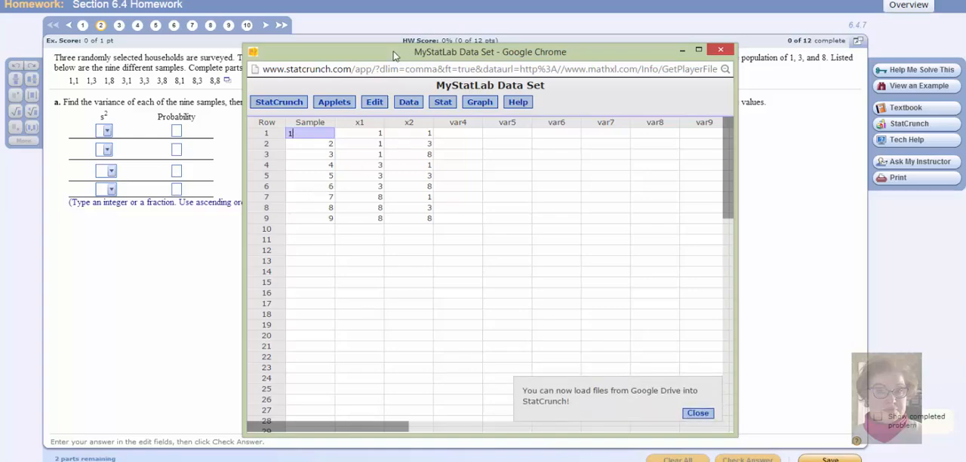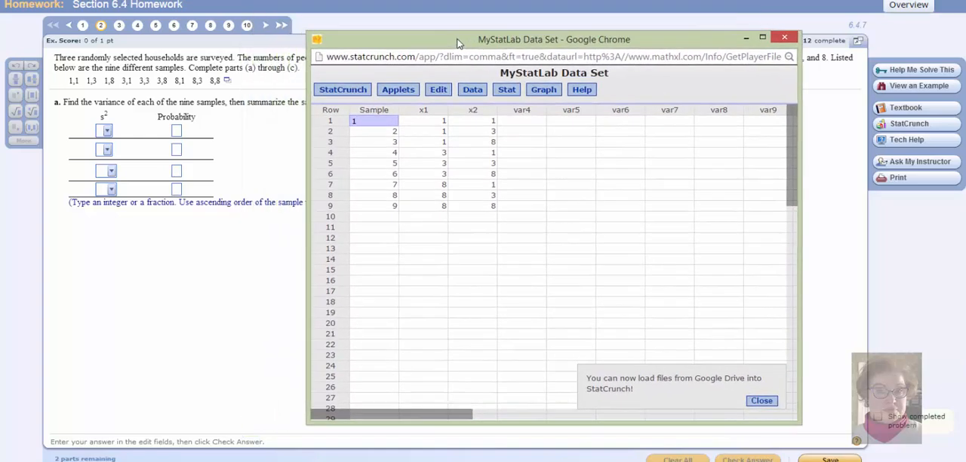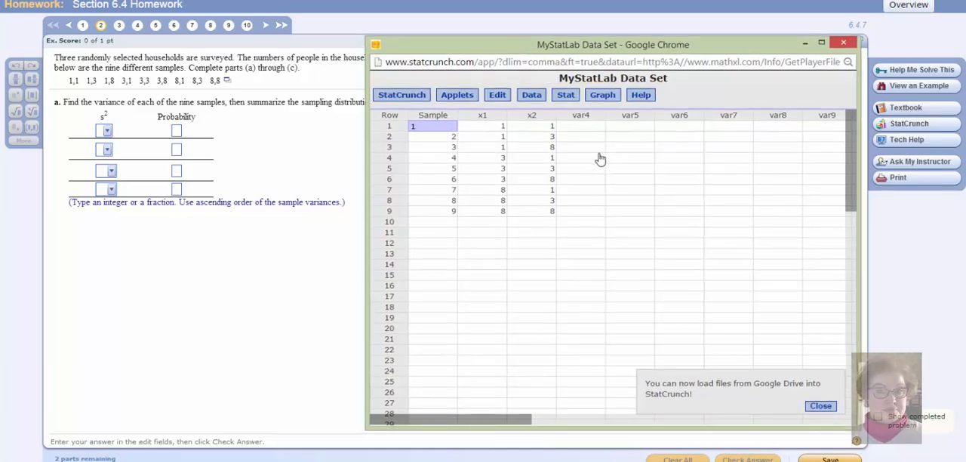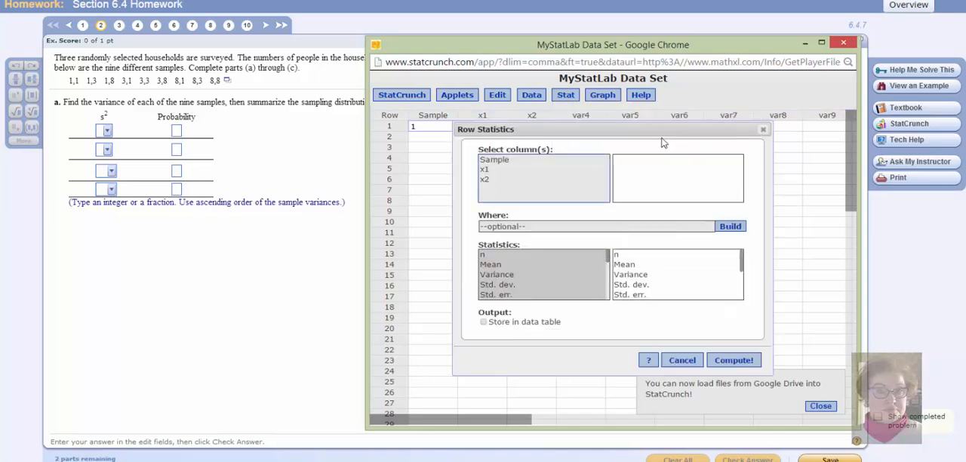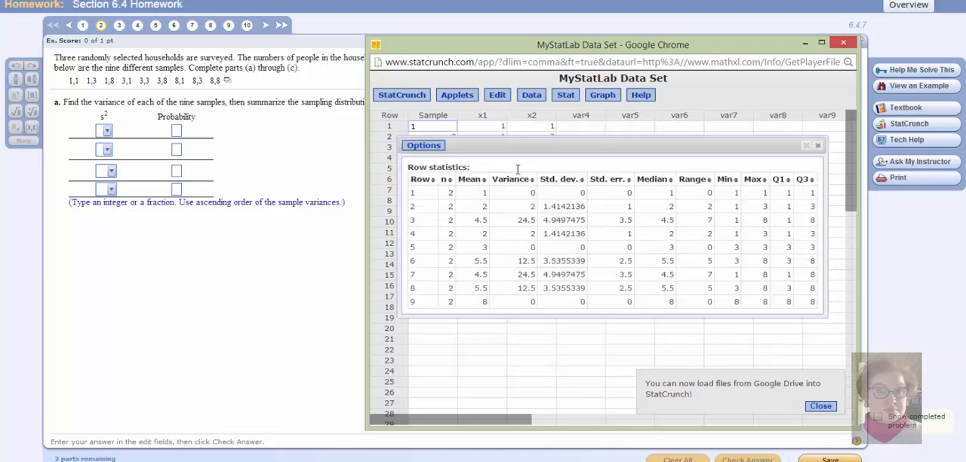Now, what you're going to do in StatCrunch is find the sample variance for each of these 9 samples. So I'm going to do Stat, Summary Statistics, but now my samples are in rows and not columns, and I want to look in rows X1 and X2. Let's go ahead and compute, and there you can see my variance.